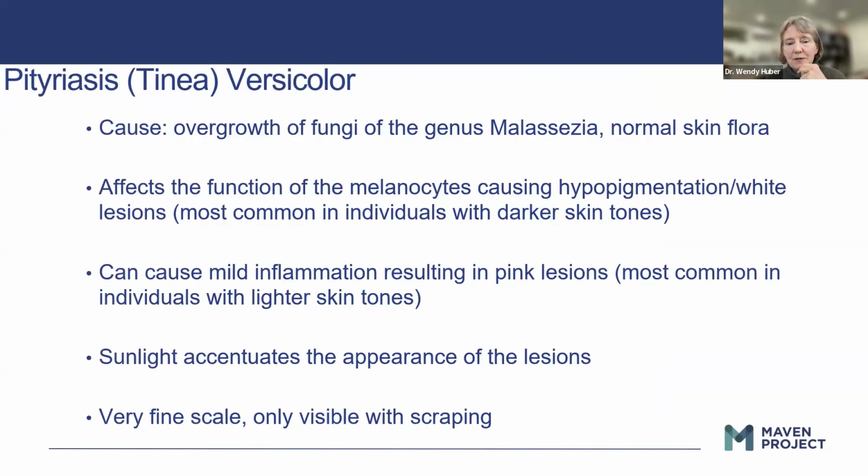Big point about this is that the melanocytes are affected by this overgrowth of the fungi on the skin, and that prevents the melanocytes from making normal pigment. So most of the time this will happen in young people, humid climates, working out in the gym, and they'll wind up saying, hey, I got a tan out on the beach, and I have this horrible rash, and people think I'm contagious. So sunlight is going to accentuate the appearance of the lesion because the abnormal skin doesn't make normal pigment in response to the sun.